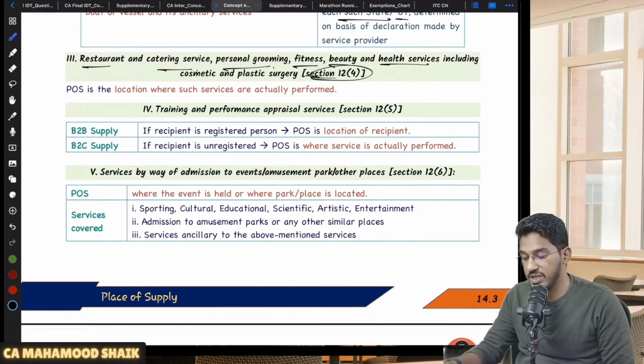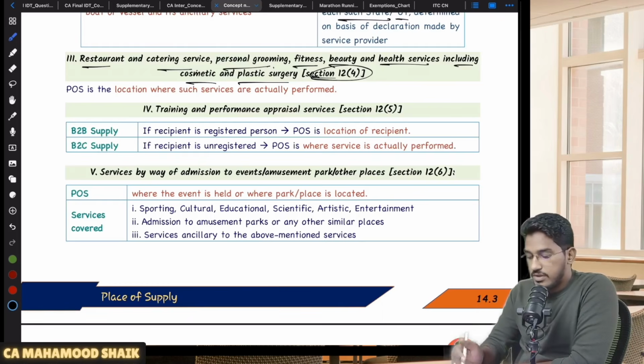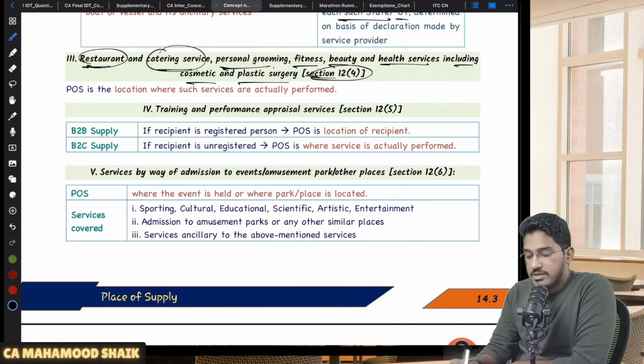fitness, beauty, healthcare services, including cosmetic and plastic surgery. All will get covered here for all these services. So what all is getting covered under 12 subsection 4? These are basically performance based services on a person. You are performing some services on a person. So what will get covered here? Restaurant services, catering services, personal grooming services, fitness services, beauty, health services, including cosmetic and plastic surgery.